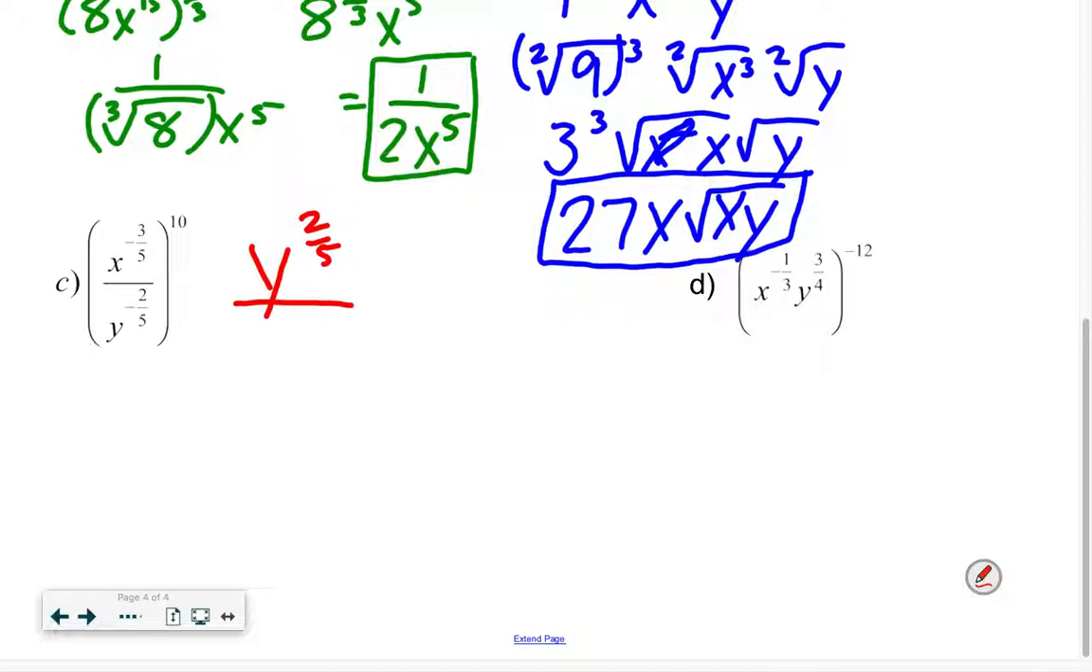Negative or positive? When we bring it up, it makes it positive. Just like when we bring it down, it makes it positive. And then we have x to the 3/5 now on the bottom. Okay, are we good on that part? So negatives, bring it down or bring it up, depending on where it is. And then I still have my to the 10th power. Now what should I do?